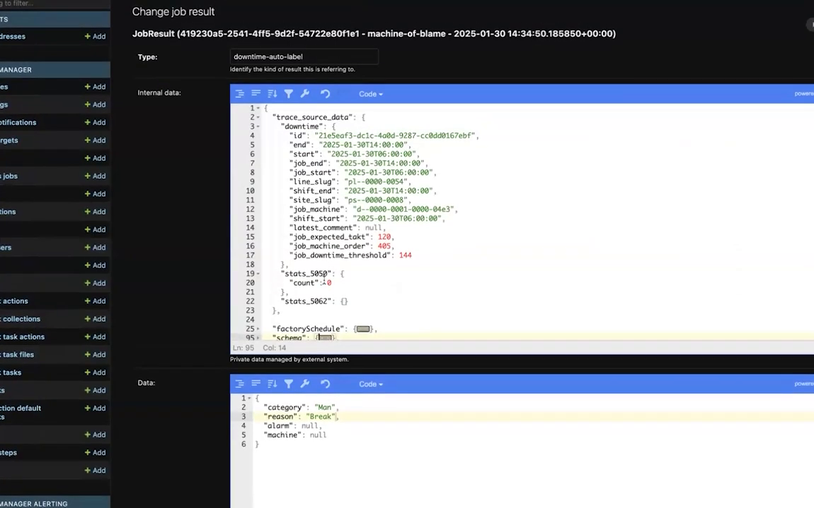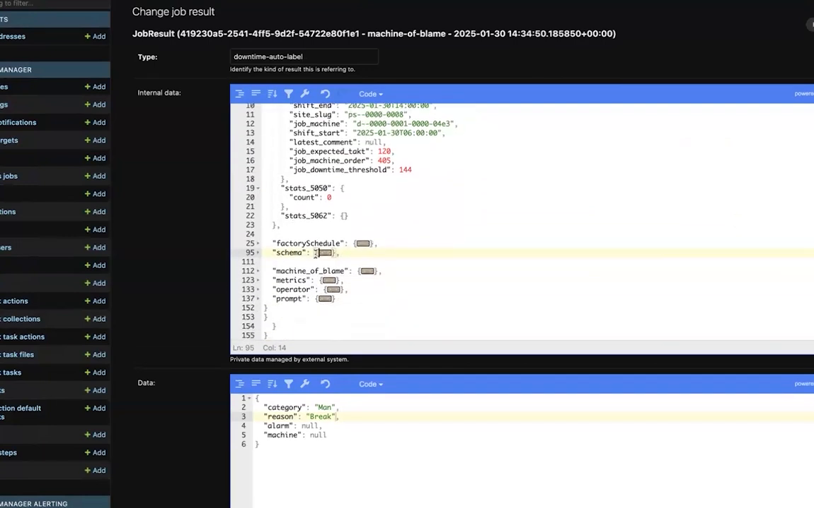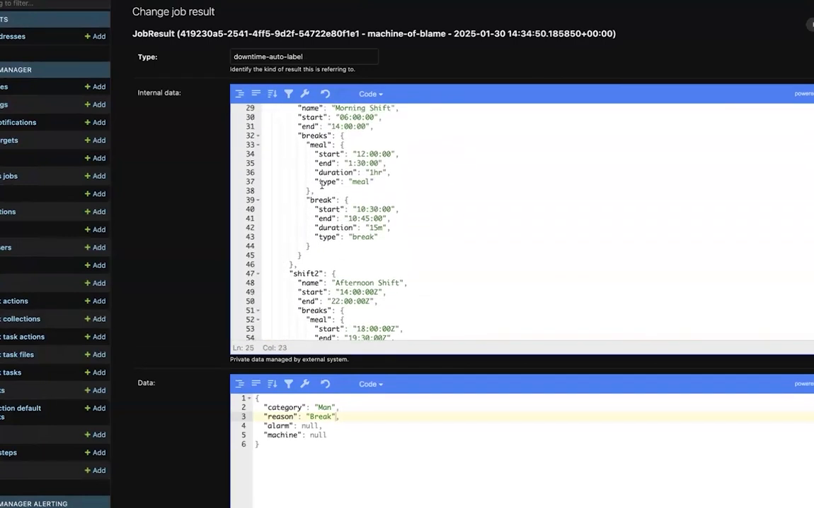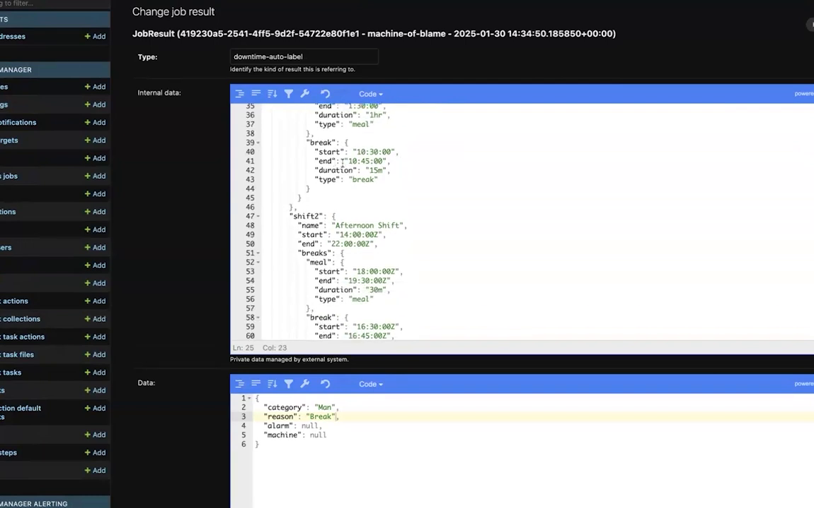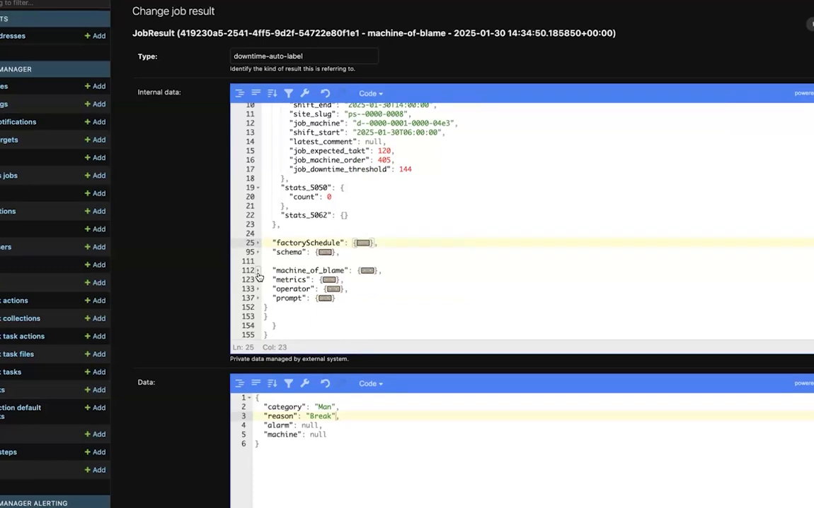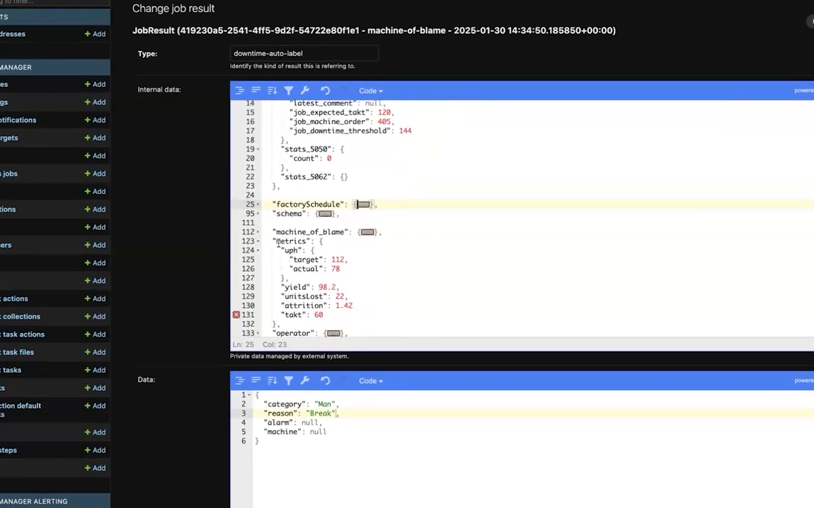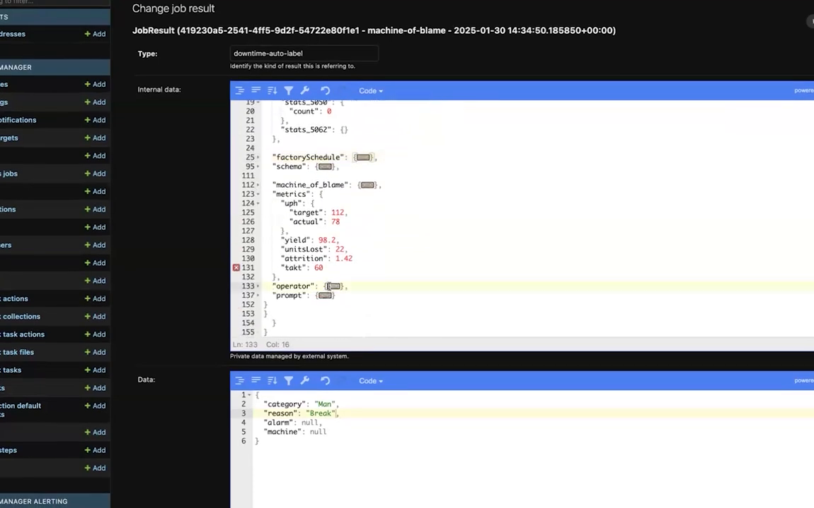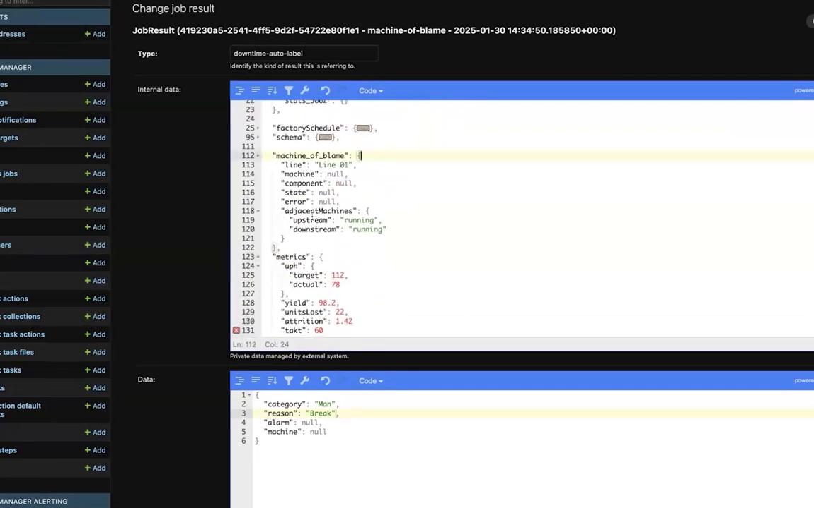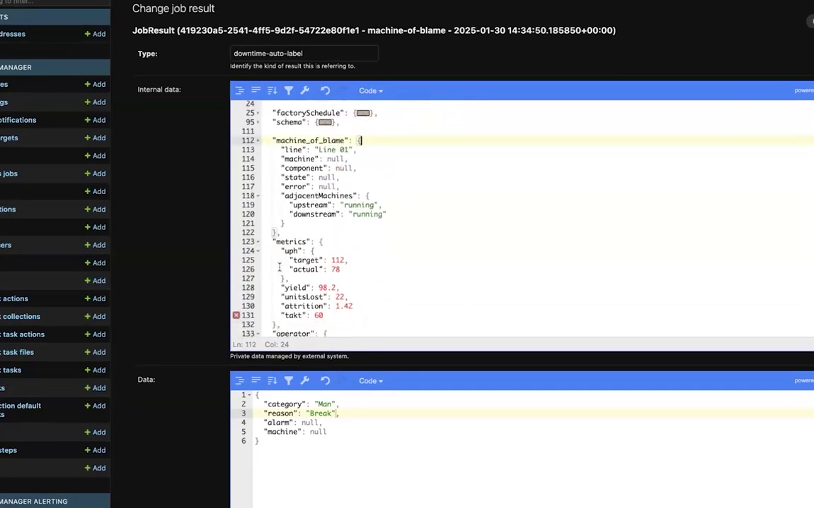Let's look at that payload. If we look at the factory schedule, we have the timings here for the meal. We have the timings for break, the different shifts. We look down at, let's see, there are no operator comments. There's no machine of blame. Adjacent machines were running upstream and downstream.